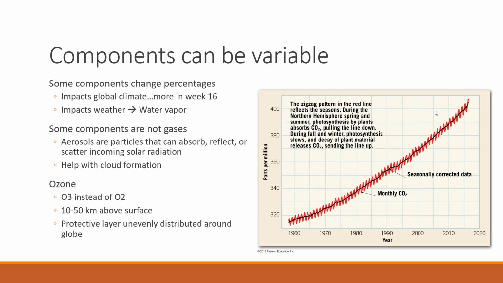But we can also have impacts on weather, particularly if the amount of water vapor varies. Some components in the atmosphere are not gases, so we have aerosols, which are solid particles that can absorb, reflect, or scatter incoming solar radiation. They can help with cloud formation. They also can help with cooling the planet.